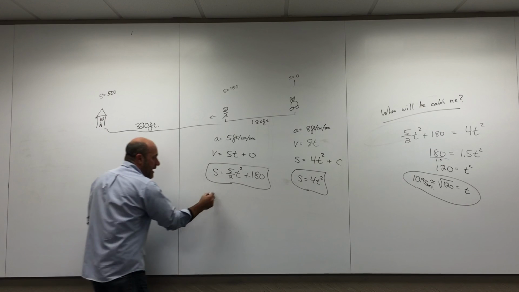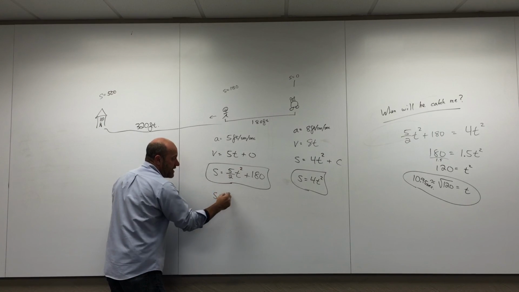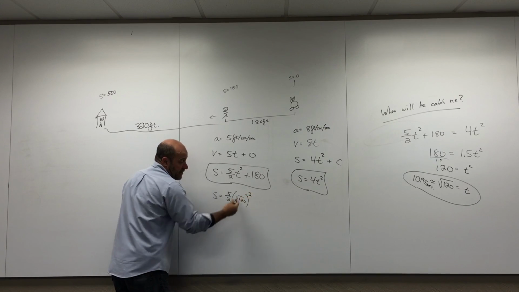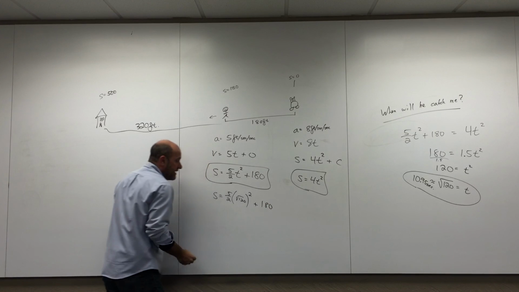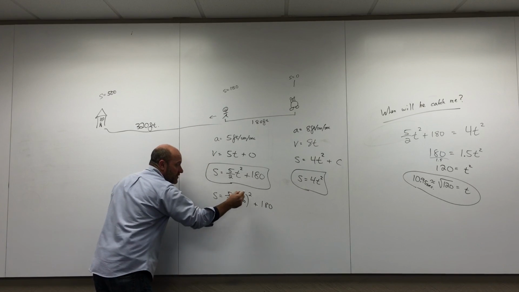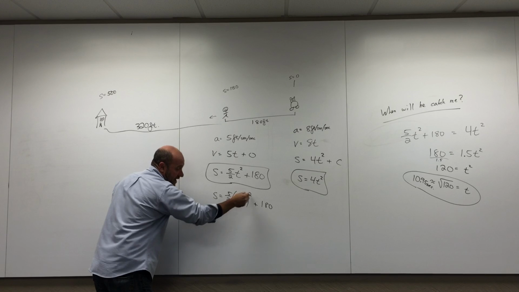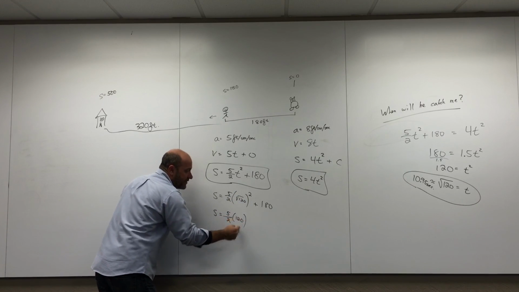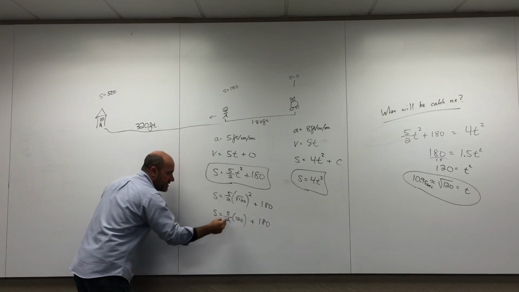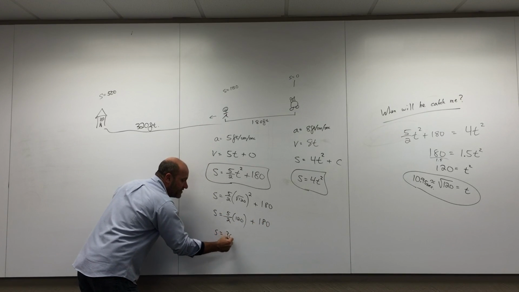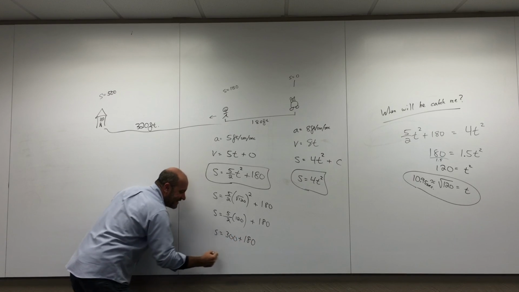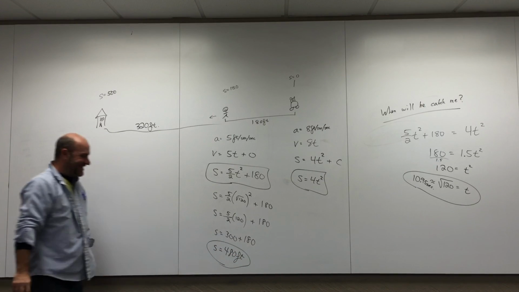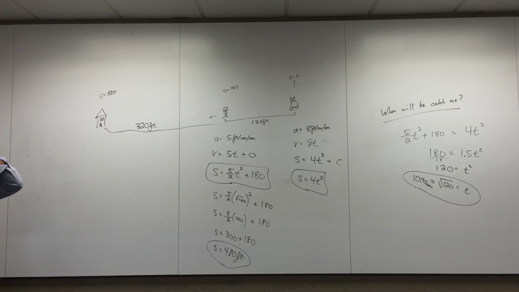Let's see what happens. If I plug this time in here, that's 5/2 times the square root of 120 squared, plus 180. And I don't think I made it. The square root of 120 squared is 120. 5/2 times 120 plus the 180. That's 300, 480. It's 480? Damn, I didn't make it.